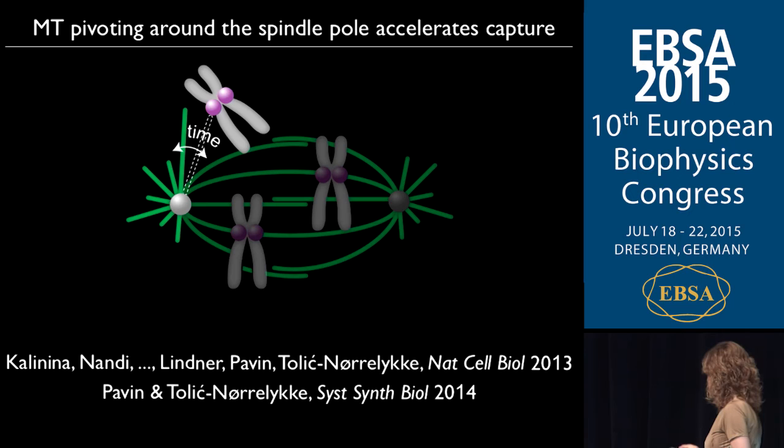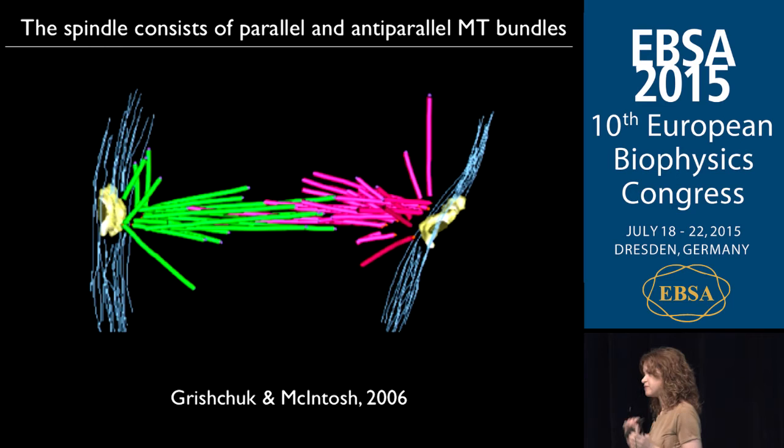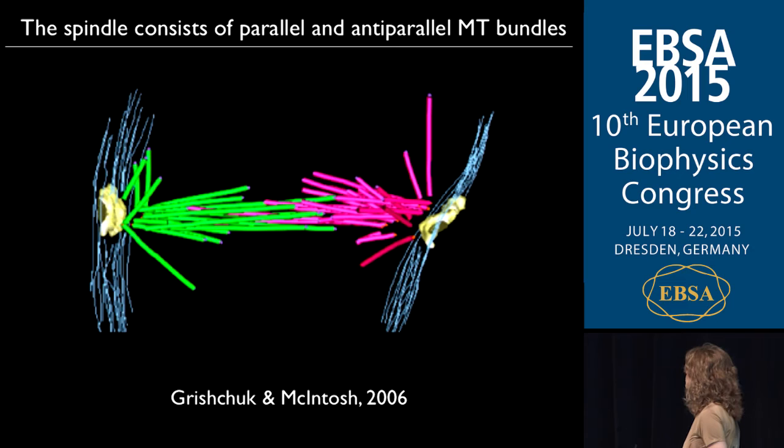So now I have been telling you about the aspect of spindle assembly in which microtubules capture kinetochores. But microtubules also have to capture other microtubules to be able to make the spindle. This is how the spindle looks in yeast. We have bundles of microtubules in the spindle. This is one spindle pole, and this is the other spindle pole. Microtubules growing from one spindle pole are in green, the other ones are in pink. Here we see that the spindle consists of parallel microtubules near the pole. These are bundles of parallel microtubules, and here also. And here in the middle, with mixed colors, we have antiparallel microtubules.